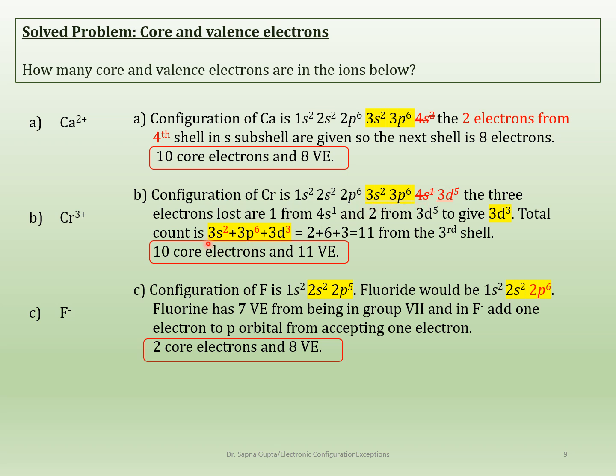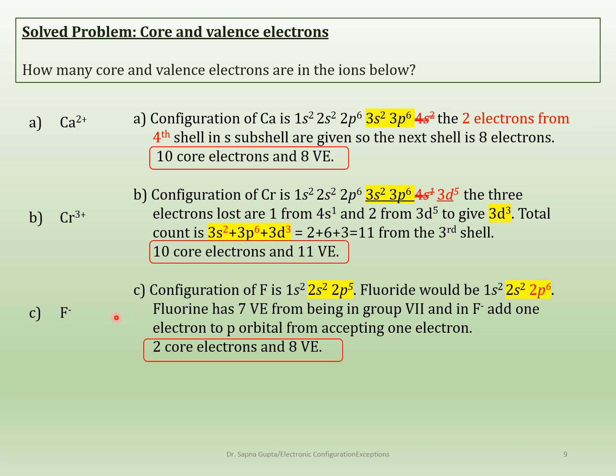And again, look at the shell numbers. Everything in shell 3 is 3s2, 3p6, and 3d3. So 2 plus 6 plus 3 is equal to 11 in the third shell, so that's 11 valence electrons, and you have the 10 core electrons then in chromium. I will highlight these electrons for you, so you will know that.